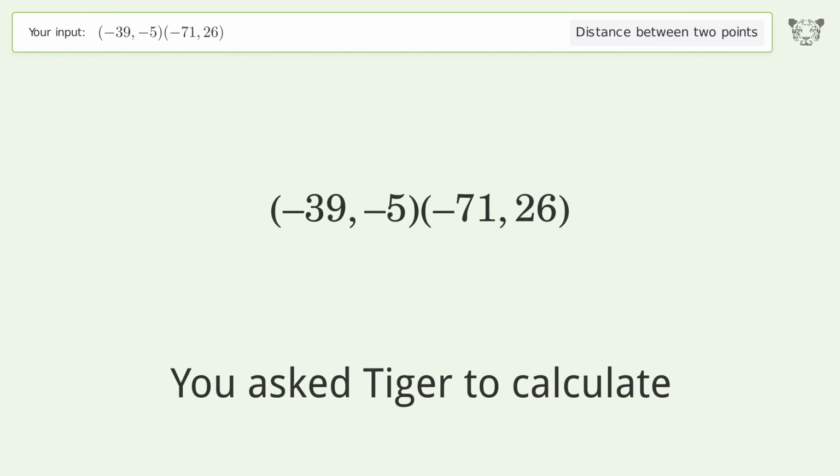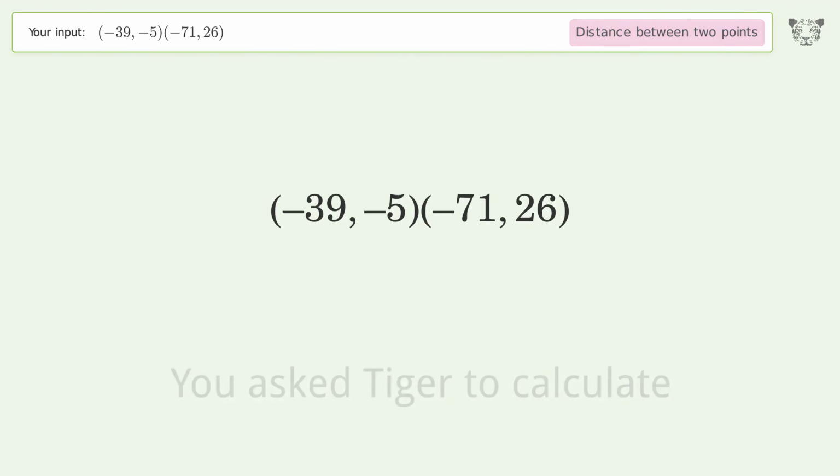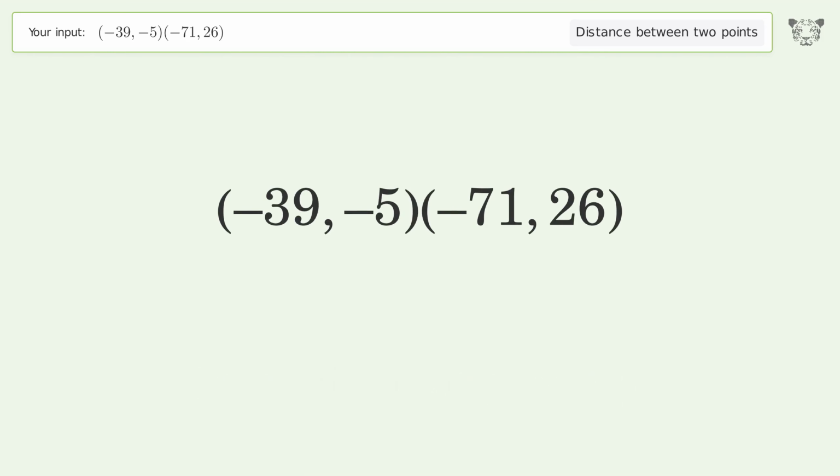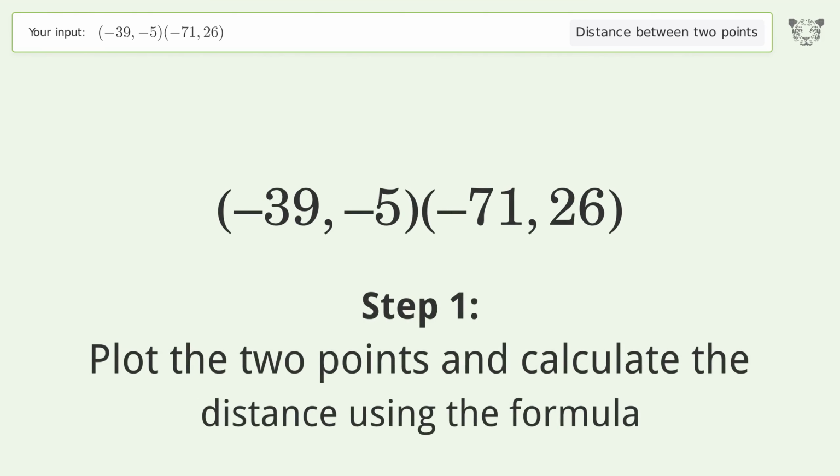You ask Tiger to calculate. This deals with the distance between 2 points. The distance between the 2 points is the square root of 1985, or 44.553. Let's solve it step by step. Plot the 2 points and calculate the distance using the formula.